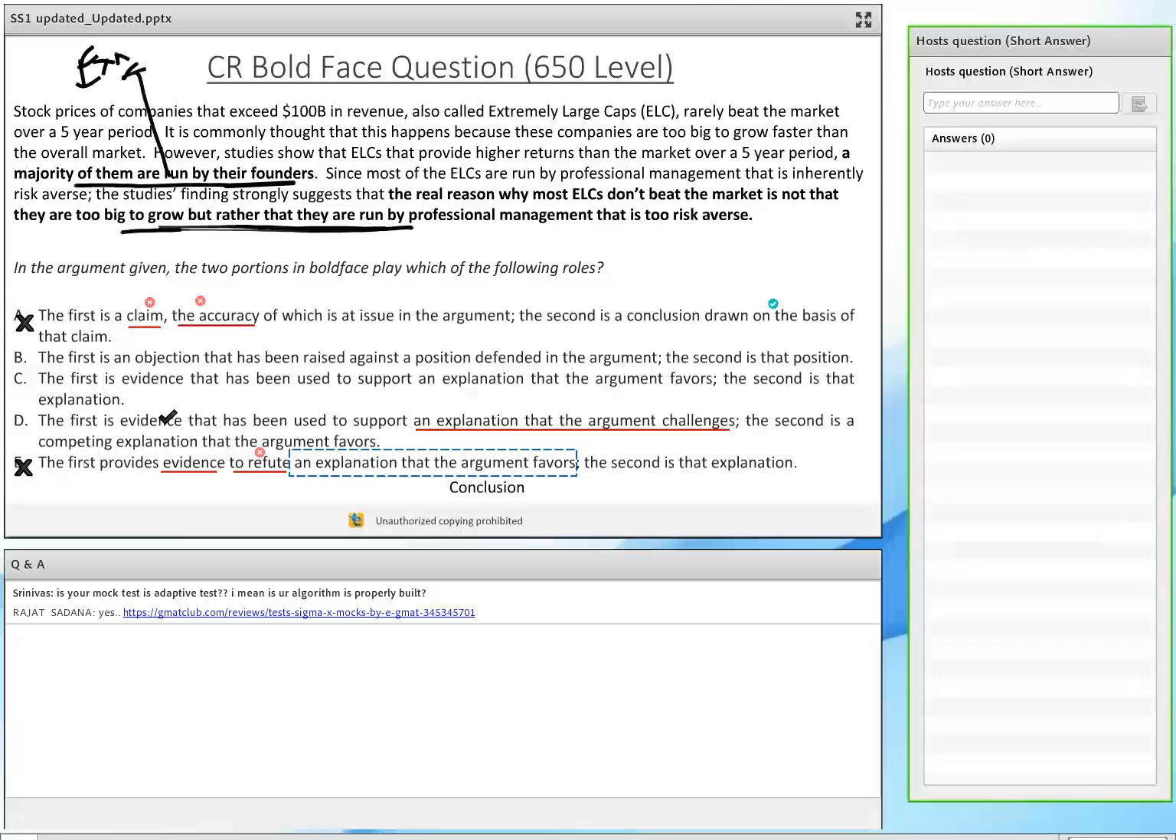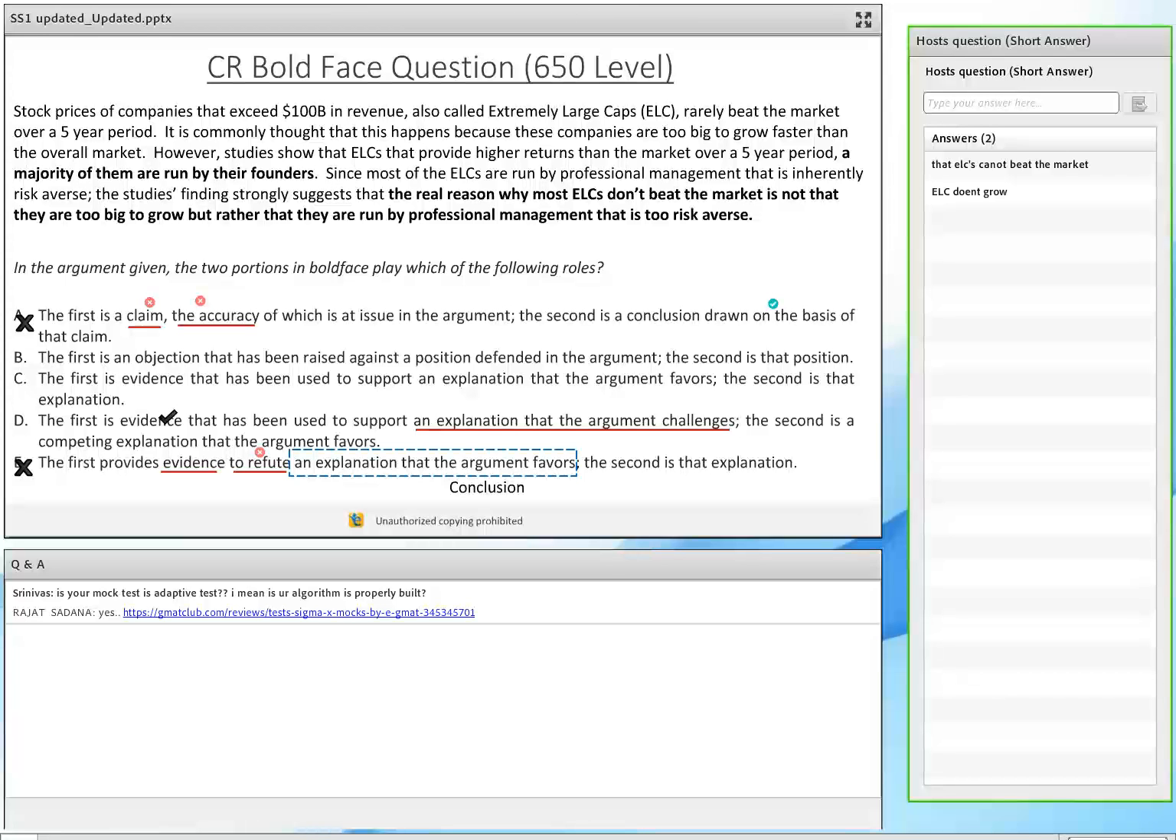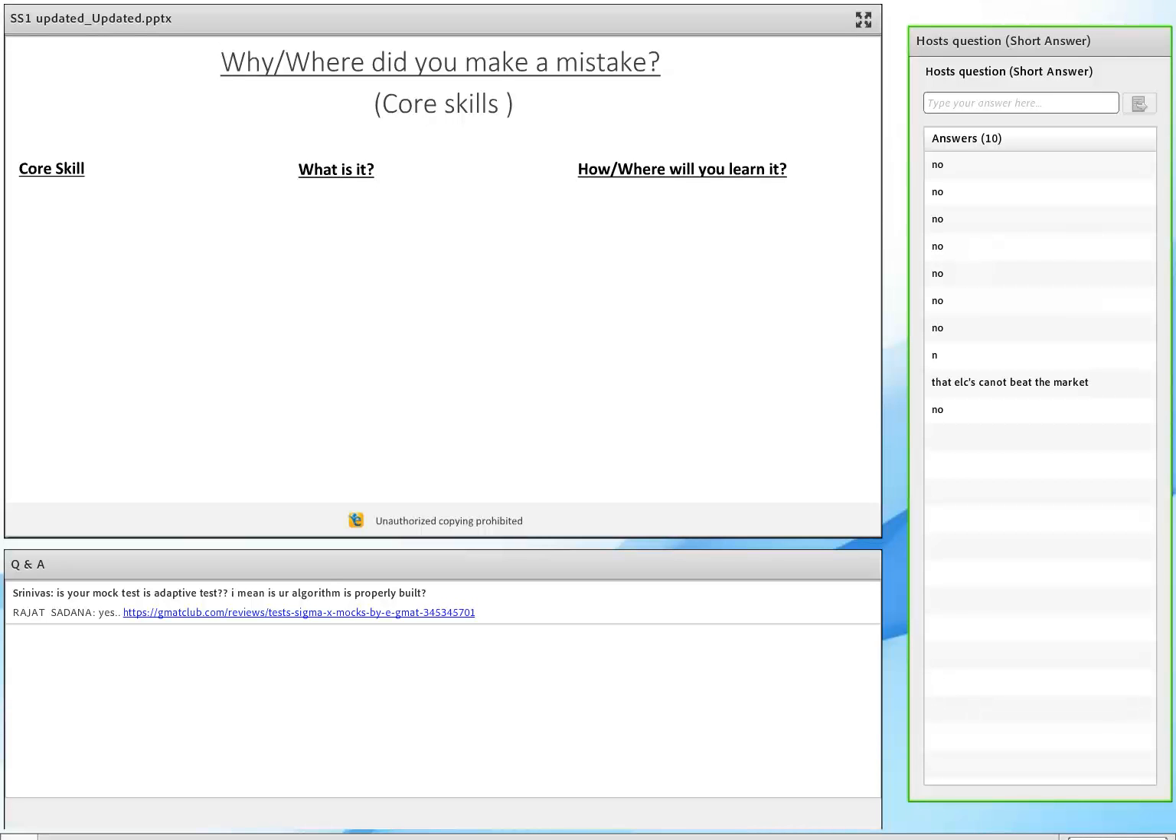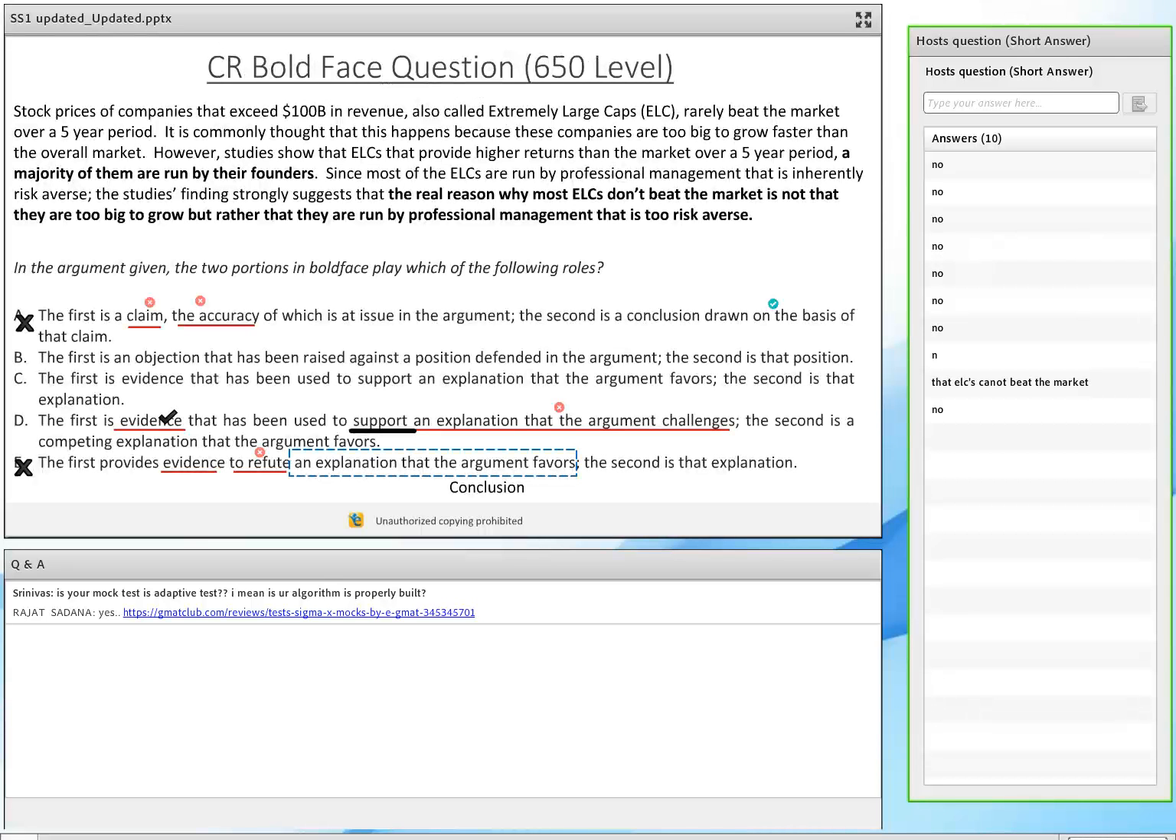Read the argument once again. That ELCs cannot beat the market. Absolutely right. Who said that? Kalyan said that. Yes. Perfect. Thank you, Kalyan. So does the first support that notion that ELCs cannot grow? Does the first support this notion over here? No, it doesn't support this notion. It actually goes against that notion. Because of this, choice D for delta is wrong.